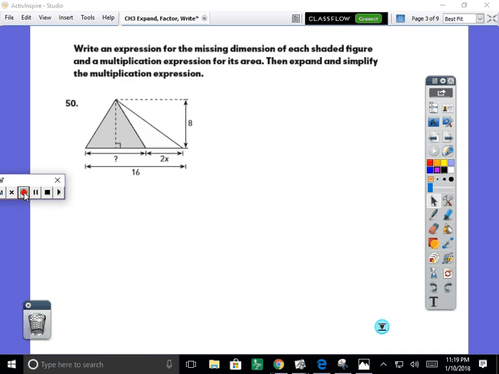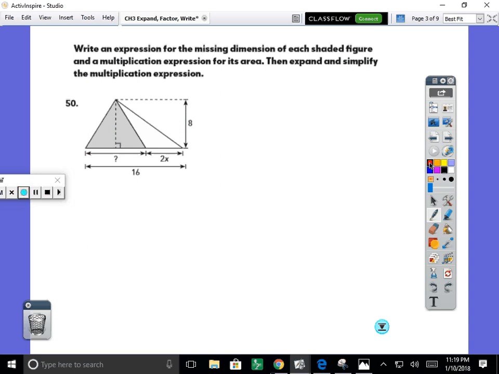We are now fast forwarding to some geometry and really an application problem when we need to both expand or distribute and simplify. So the directions for the very back page of lesson 3.4 tells us to write an expression for the missing dimension of each shaded figure and a multiplication expression for its area. Then expand and simplify the multiplication expression. Whoa, sounds like multiple steps to me. Let's grab those real quickly.